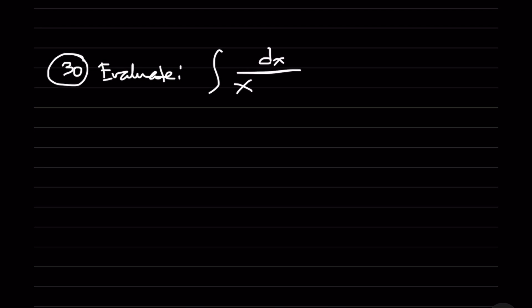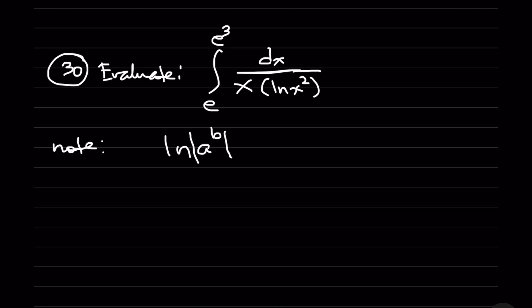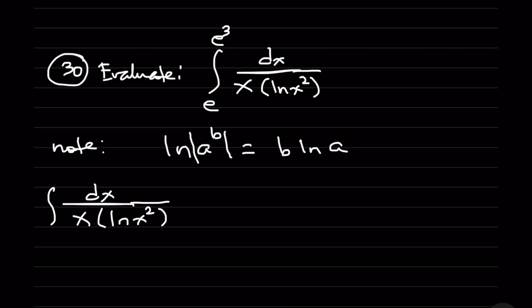And finally, for the last item, evaluate the integral of dx over x times ln x squared evaluated from e to the third power. So first you take note that the ln of a raised to b is the same as b times ln a.